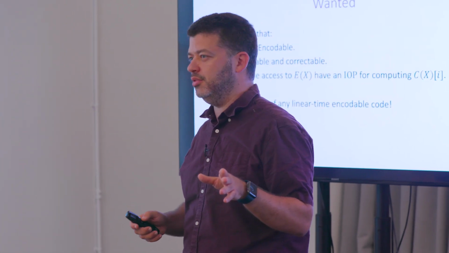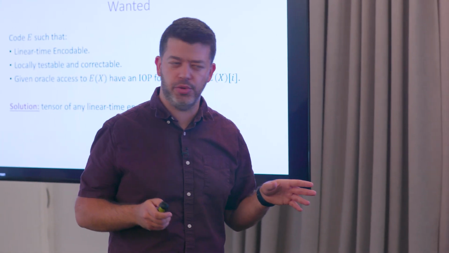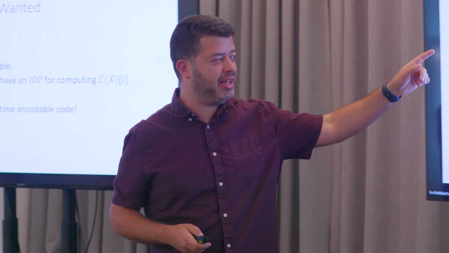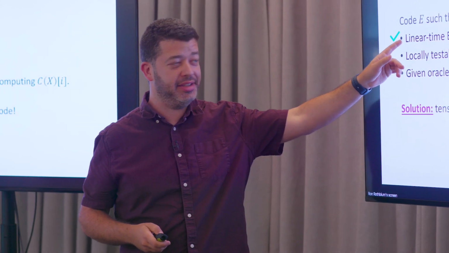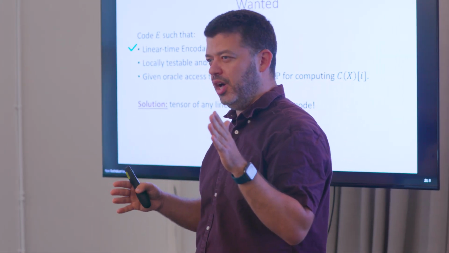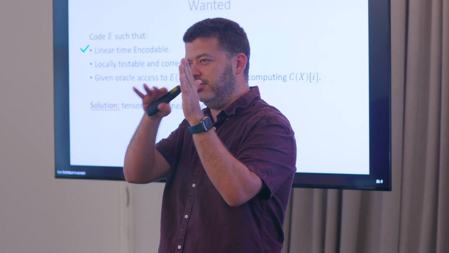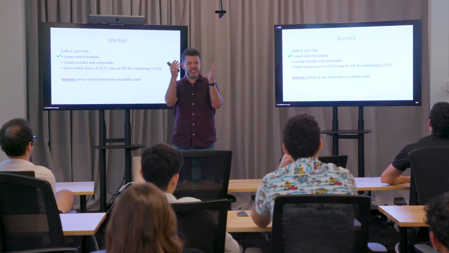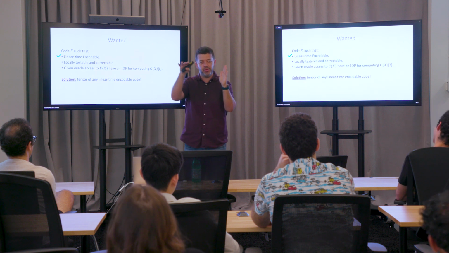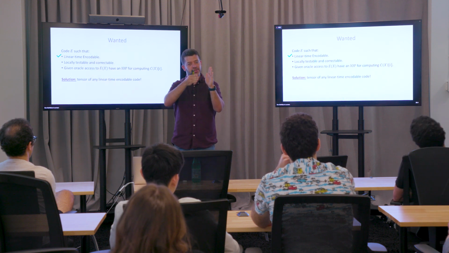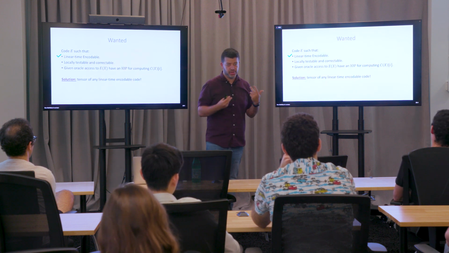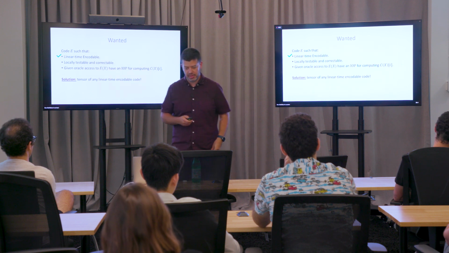Okay? So why does a tensor of a linear time encodable code work? So think of a square tensor, square root n by square root n. So first of all, I claim that if I take a linear time encodable code and I tensor it, the resulting code is still going to be linear time encodable. Do you see why? You just go over the columns, encode each one in linear time, and because it's linear time, it's also going to be constant rate. So now you went over all the rows, encoded them. Now you go over all the columns. Overall, it's going to be linear time. Okay, so this tensoring preserves the encoding time, at least here.